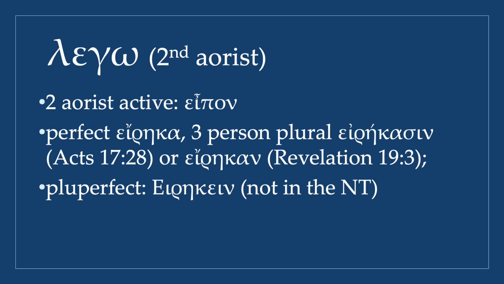And then the verb to say, lego, which is another second aorist. So apon, very common word. It's again a different form with a different second aorist stem, and it becomes apon. The perfect builds upon that rather than the present tense form to give us areka, for I have said.